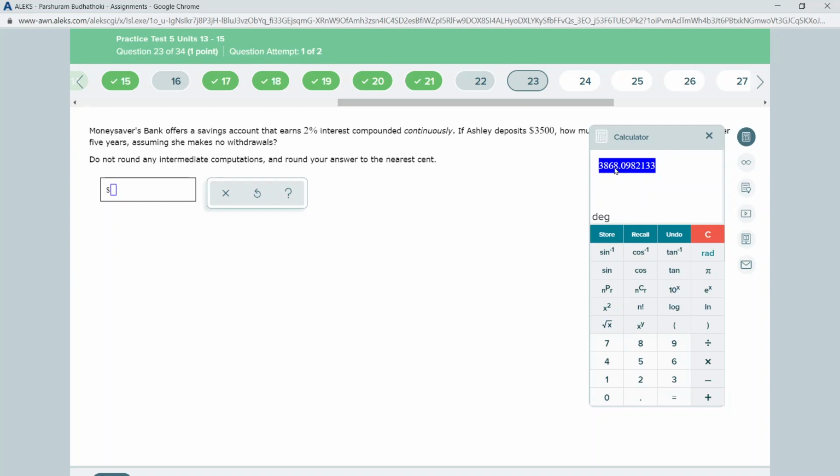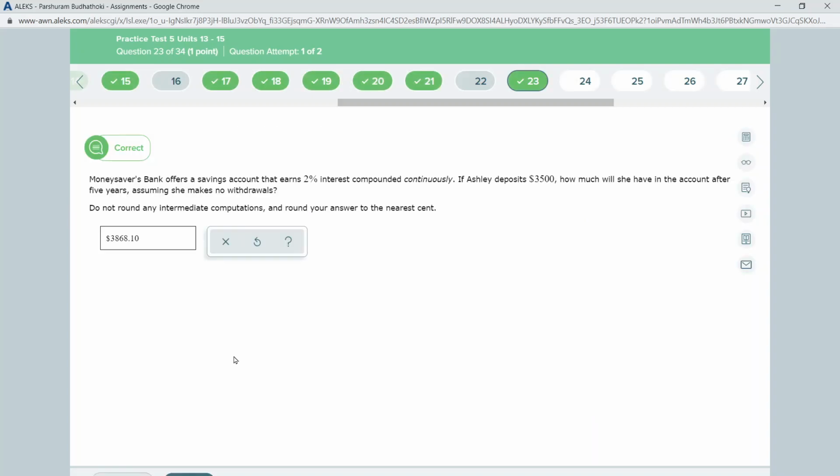If you want to round it to the nearest cent, that will be 10 cents. Okay, 3868.10.